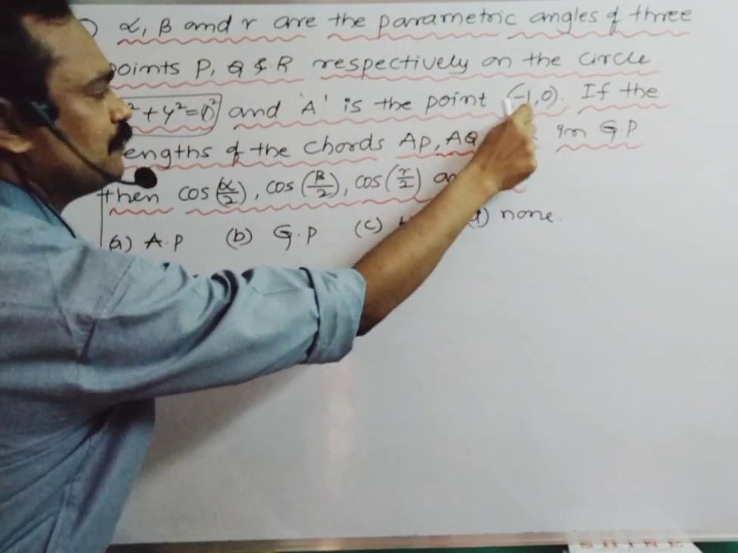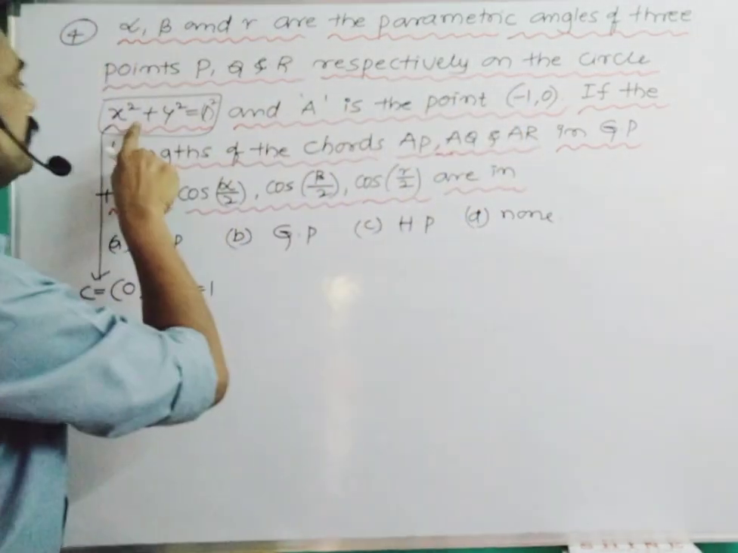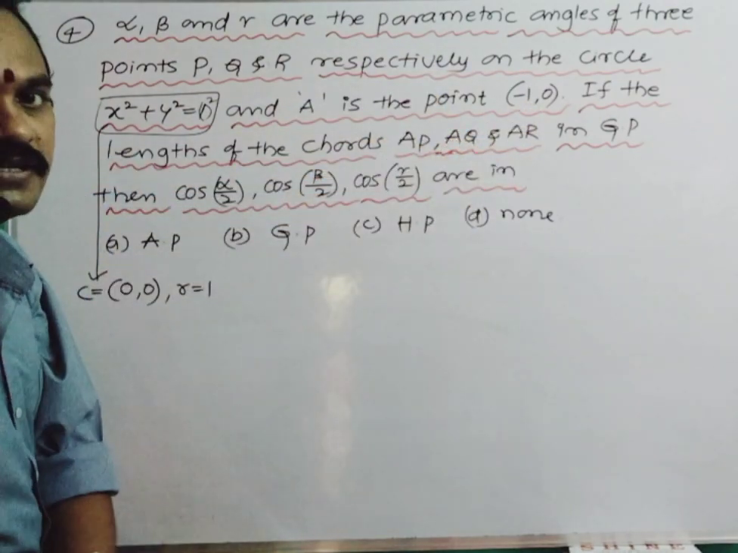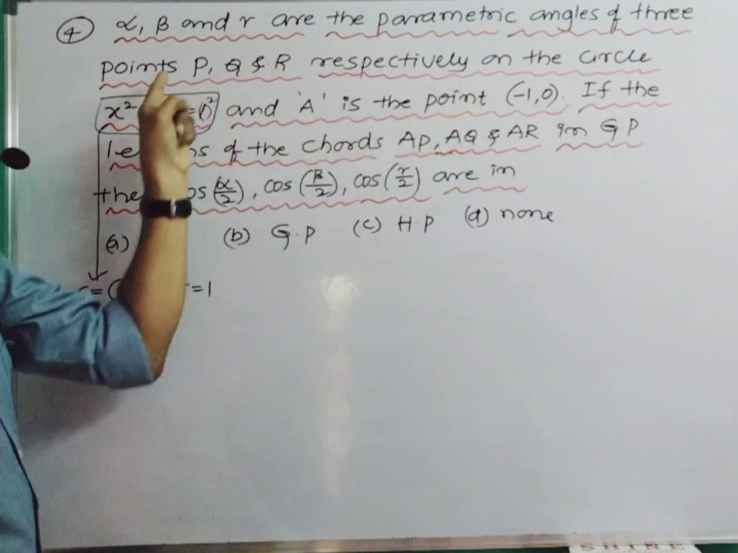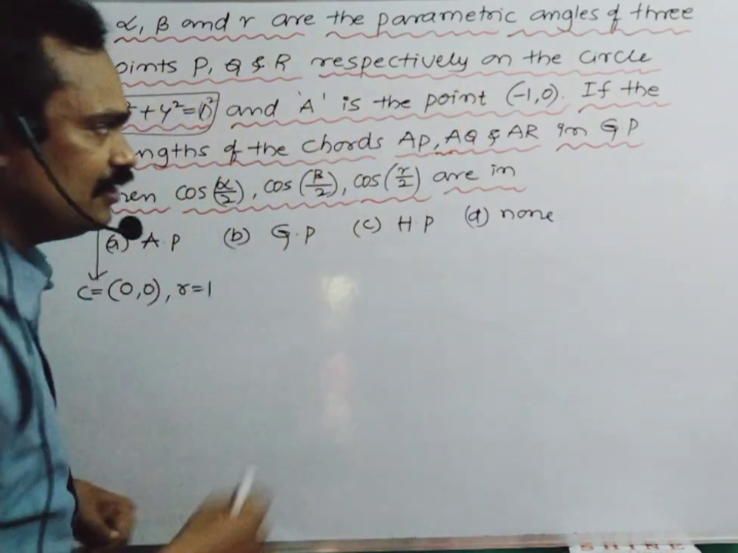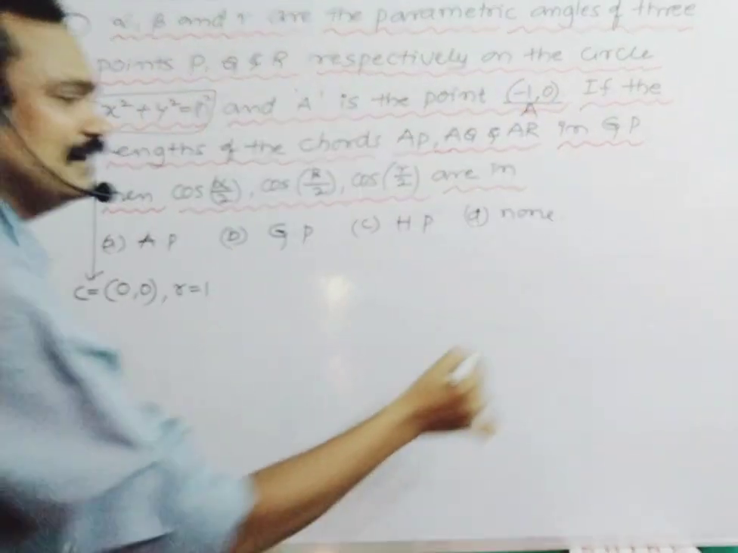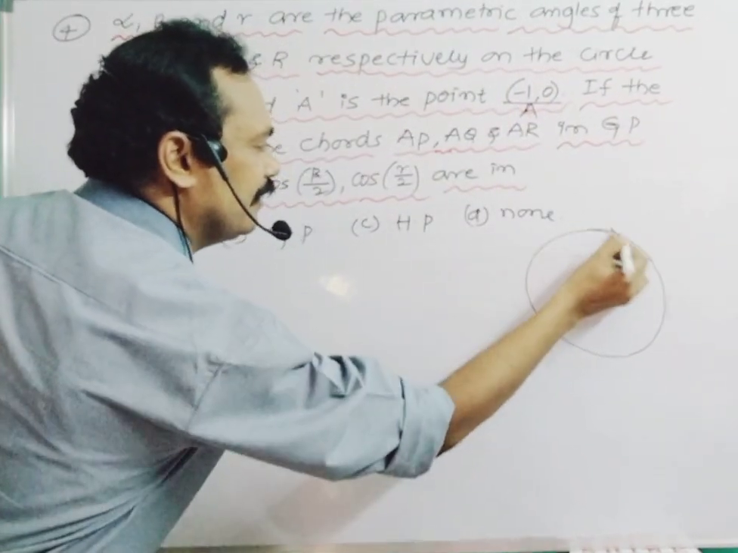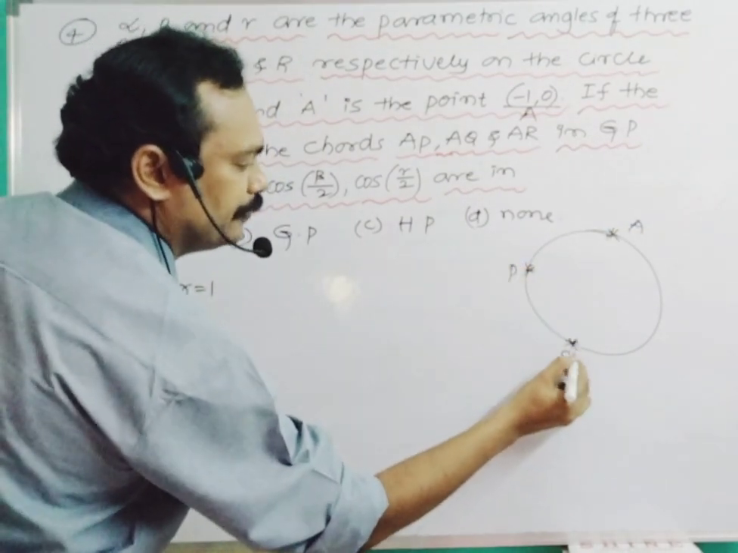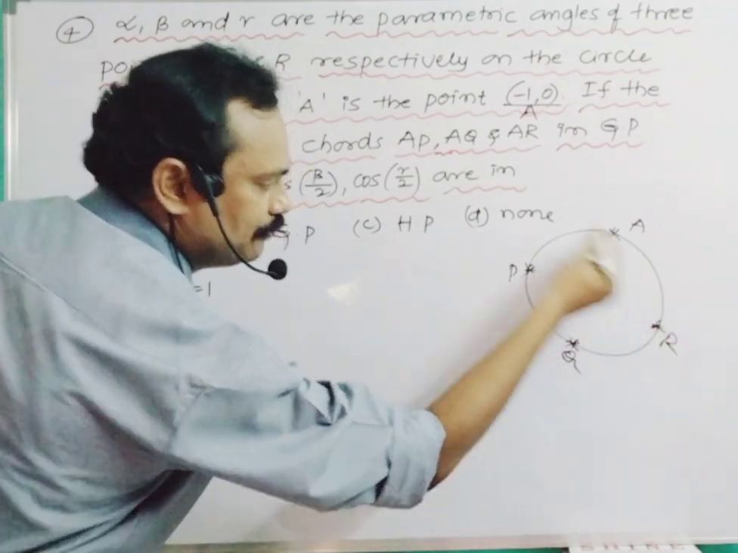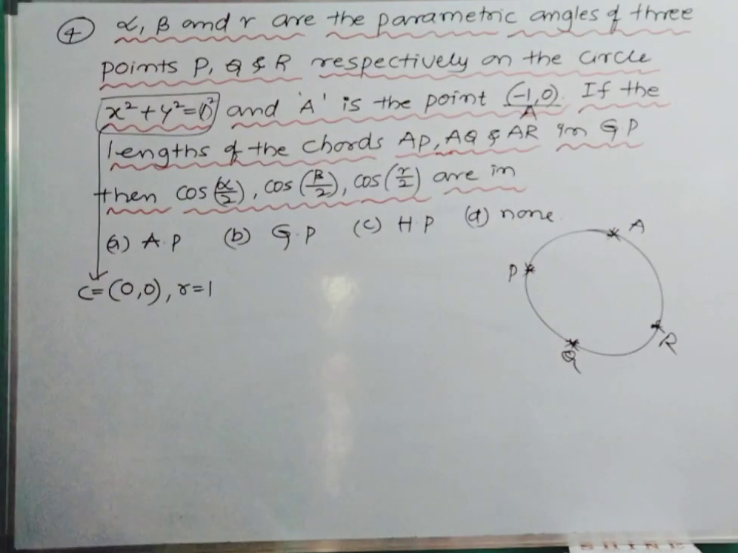And if you observe this point, A is the point minus 1 comma 0. Observe, does this point lie on the circle? Check it out. x coordinate substitute x square, y coordinate substitute 0 square, 1 square equals 1 square, satisfied. So this A point also lies on the same circle. There are P point, Q point. Already said P, Q, R are 3 points on the circle. And also A is a point on the circumference of the circle.